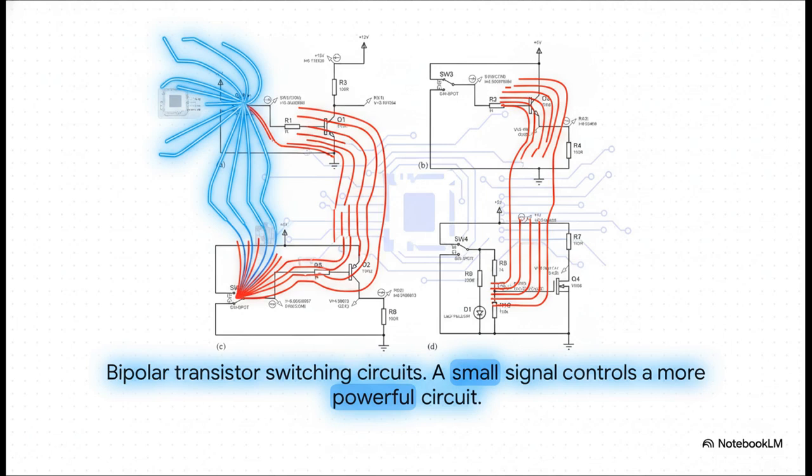Okay, let's see how this actually works. Take a look at circuit A. That switch, SW1, is pretending to be our microcontroller's output pin. When it sends out a 5-volt signal, a little bit of current flows through that resistor and into the base of the BJT, Q1. And just like that, the transistor switches on, allowing a way bigger current to flow from the 12-volt supply right through the load. See? A tiny little signal is now in charge of a much more powerful circuit.